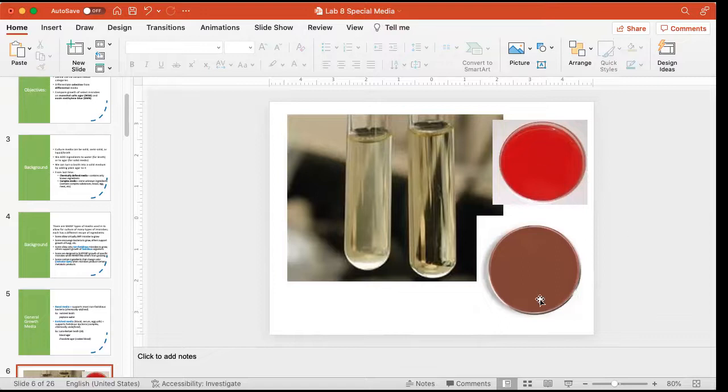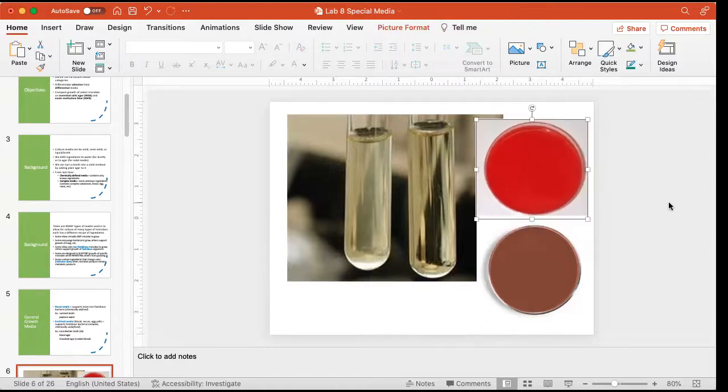And the only difference between these two, both enriched culture media, is that they've been enriched with blood. This one has what we'll call raw blood in it, and this one has cooked blood in it. We would use those media if we were trying to grow organisms that are fastidious, a little harder to grow.